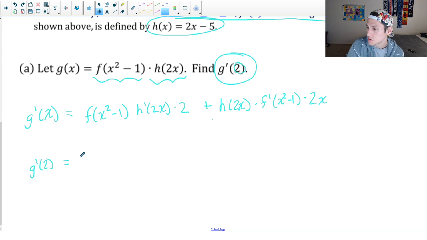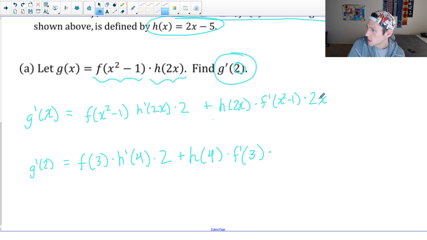So g prime of 2: f of 2 squared minus 1, so 4 minus 1, so f of 3, times h prime of 2 times 2 is 4, and then times 2, plus h of 2 times 2 is 4, times f prime of 2 squared, 4 minus 1, so f prime of 3, and then times 2 times 2, 4.